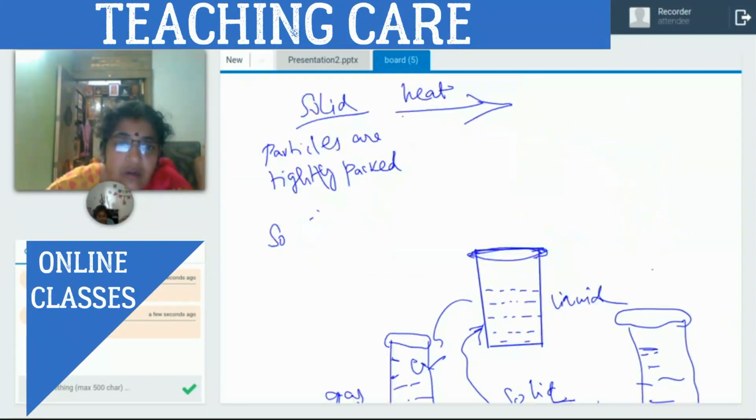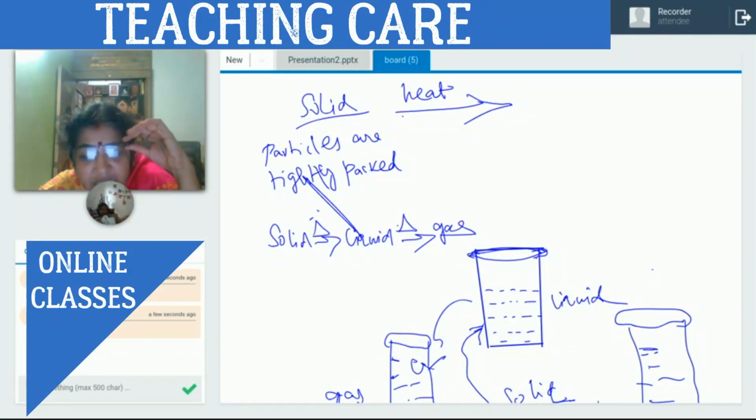So solid, when you heat, it will change into liquid. And liquid, when you heat it, it will change into gas, right? Inside this, the particles are gas.